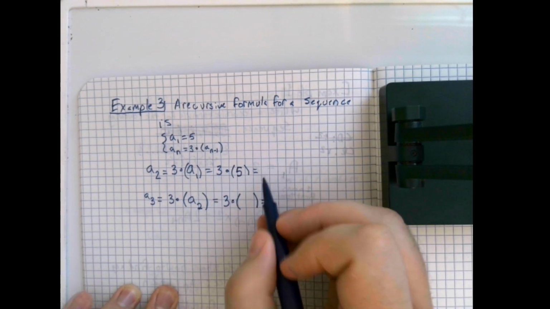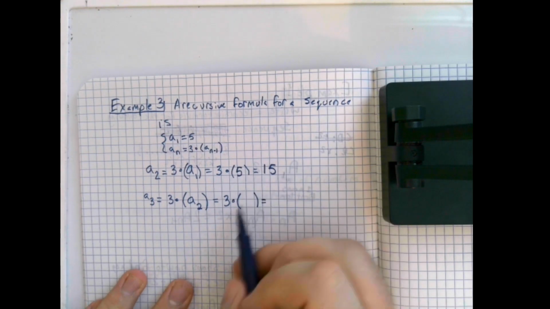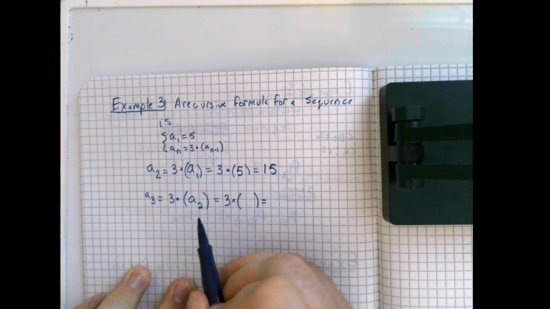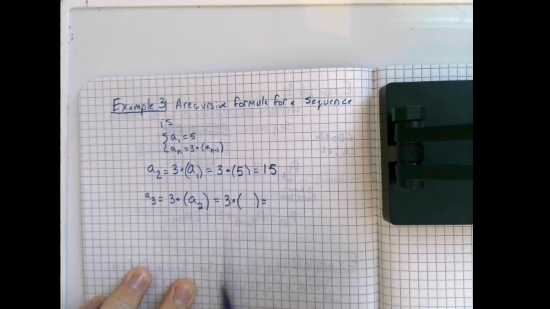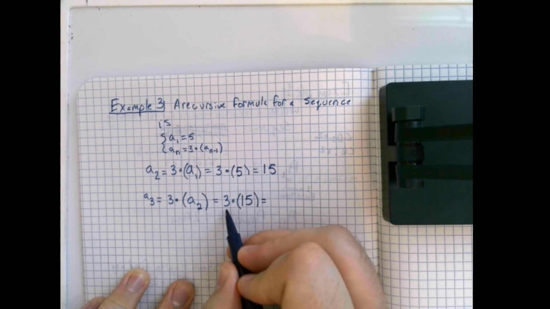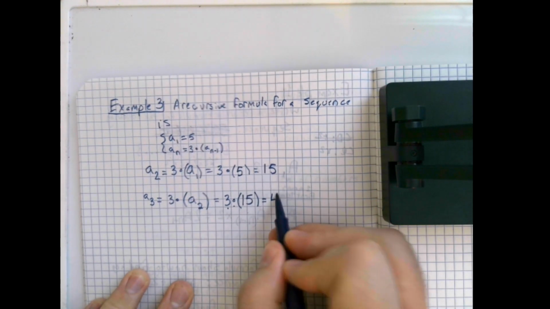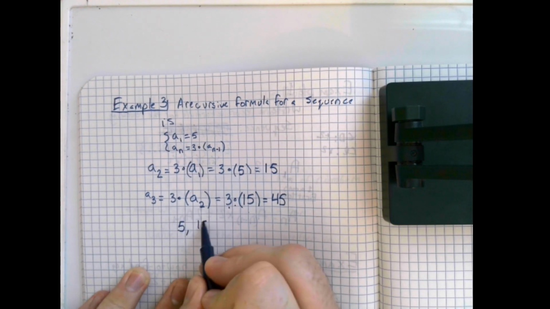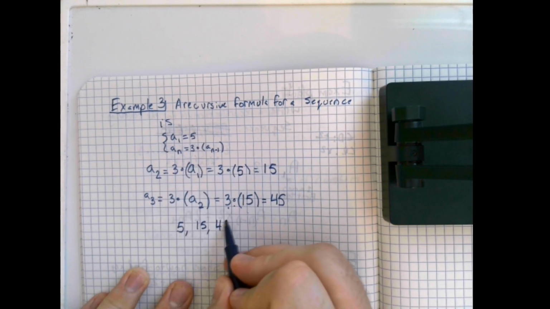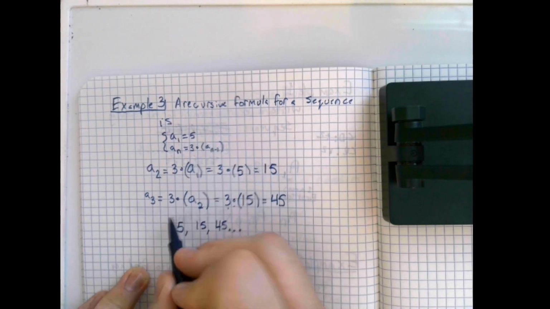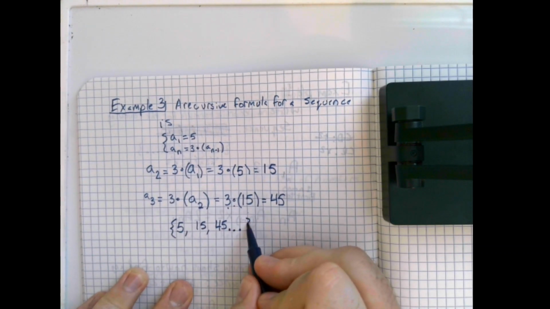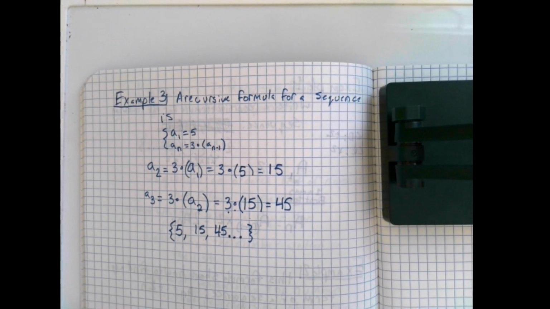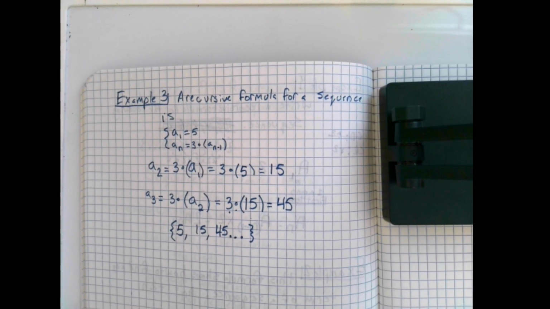So we have 3 times 5, which is 15. Now for a sub 3, it's 3 times whatever a sub 2 was. Well, we found a sub 2 up here was 15. So we're going to do 3 times 15, which is 45. So this sequence would look like 5, 15, 45. And that's example 3.